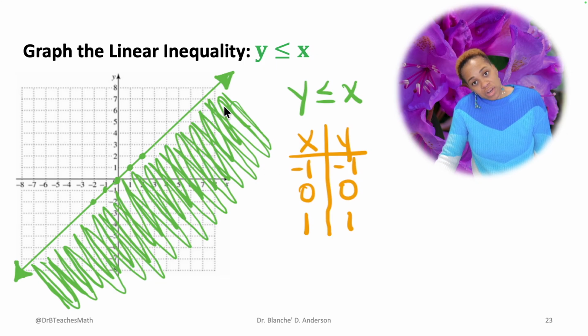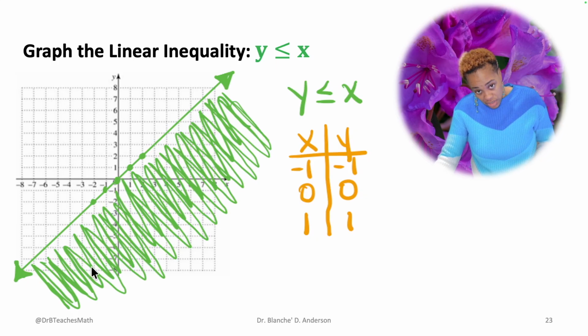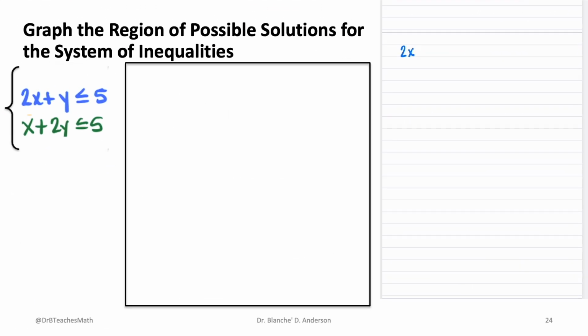Now, we ended up shading on this side. Why? Can't plug in 0, 0 because 0, 0 exists on the line. So how about, can't do 1, 1. How about 1 and 2, where x is 1, y is 2. Is 2 less than or equal to 1? Nope. Can't shade on this side. Have to shade below it. See, that's how doing the test points work.